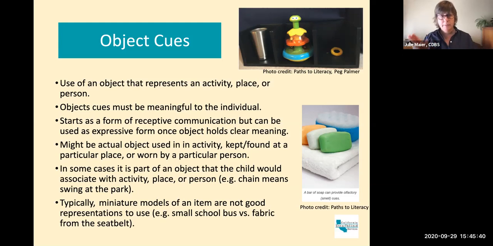And then the last thing to remember about object cues is, don't just give a small miniature of something and expect that that's going to be a good representation. You can't give a child an airplane and expect that they're going to understand that an airplane's super, super large and that people fit inside of it, or a school bus. Something that might be more meaningful would be a strap from their seatbelt in the school bus.